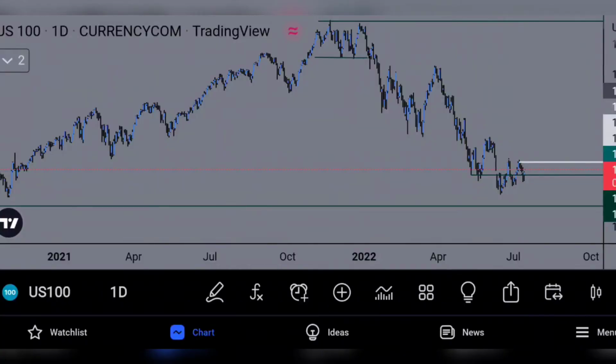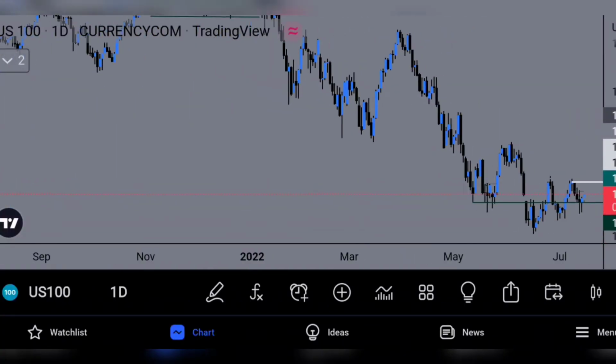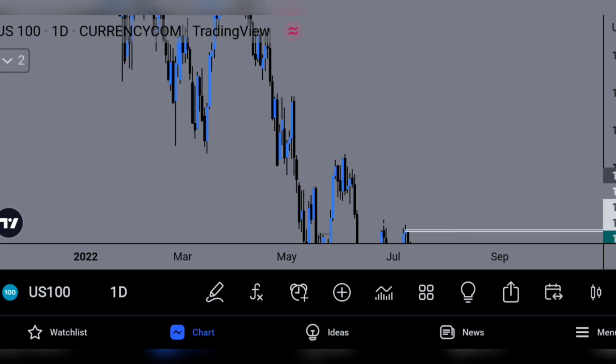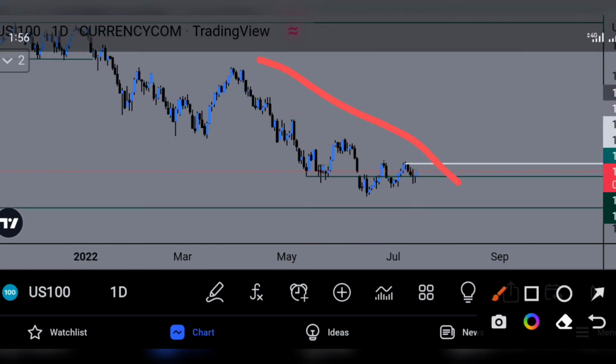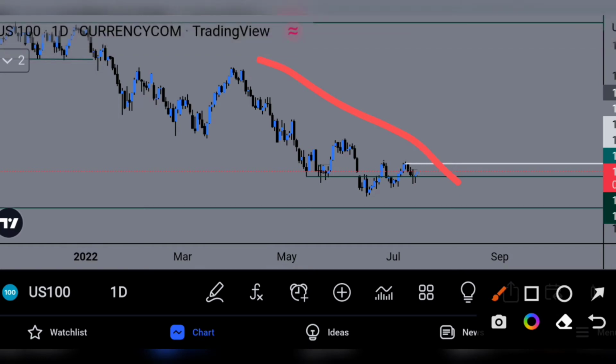Yeah, this is now the US Tech 100 from the daily time frame. So looking at the price action, we are on a downtrend, and when we're on a downtrend, it's ideal for you to look for sells.